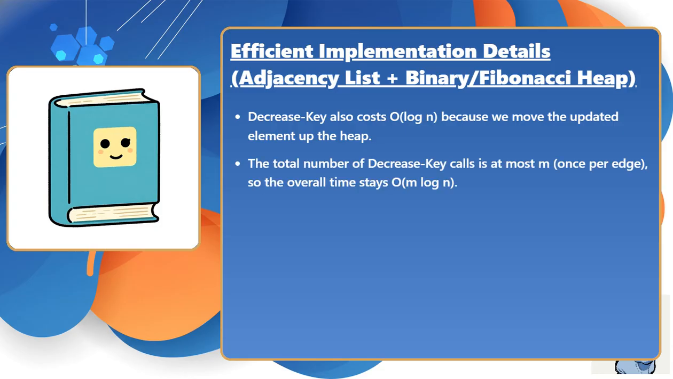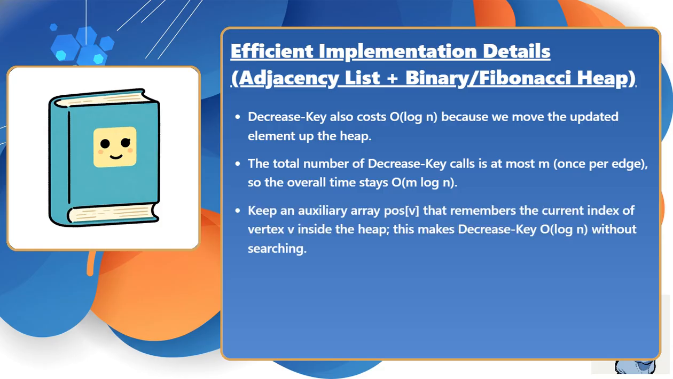The total number of decrease key calls is at most m, once per edge, so the overall time stays big O of m log n. Keep an auxiliary array pos of V that remembers the current index of vertex V inside the heap. This makes decrease key big O of log n without searching.